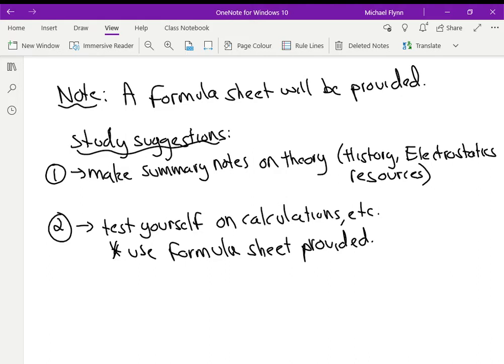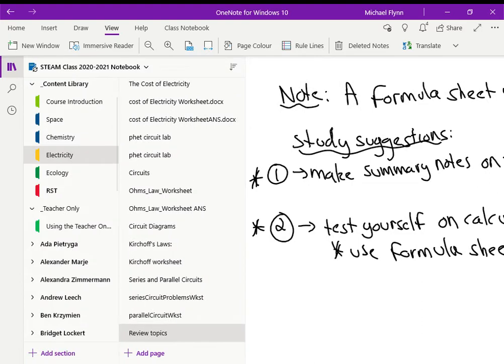Make summary notes on the theory. That's stuff you have to memorize. And for this here, make sure you practice the calculations. Doing problem solving with calculations is a skill. It takes practice, not reading and memorization. It's all about the practice. The only way you're going to know if you get it is if you test yourself. So pick problems off the worksheets to try. I've posted all the answers.